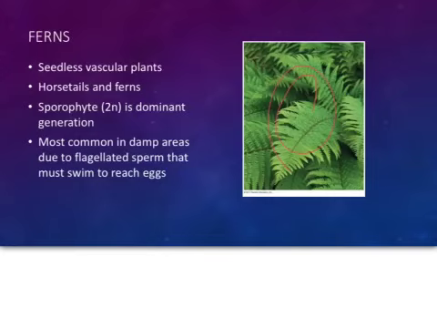and you find them very commonly in damp areas, and it's because their sperm cells are flagellated. They have to be able to swim around to actually get to the eggs and fertilize them. So these guys, even though they grow on land, they don't grow too far away from water. They like swamps, they like river banks, any place that's fairly wet and fairly close to water is where you're going to find them.